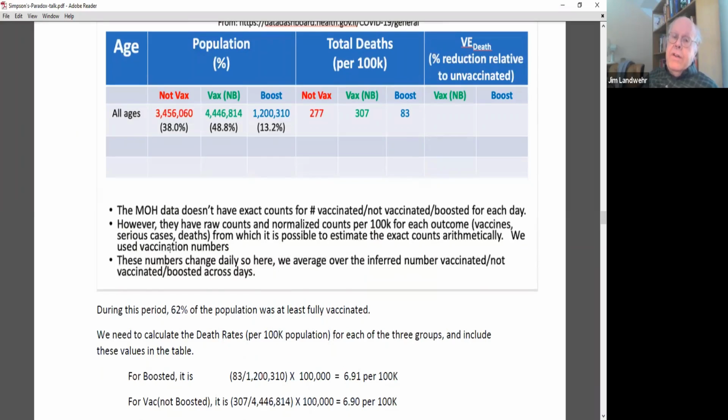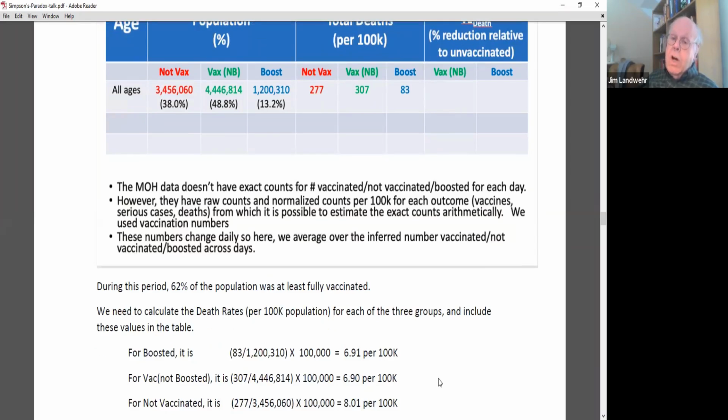So what we need to do is to calculate the death rates per 100,000 population for each of these three groups: the non-vaccinated, the vaccinated not boosted, and the boosted. For the boosted, the death rate during this period is 83 deaths divided by the population, 1,200,310, times 100,000 to make it a number per 100K. So for the boosted, the death rate was 6.91.